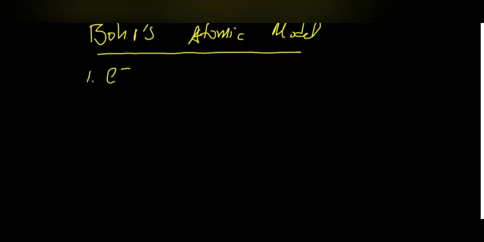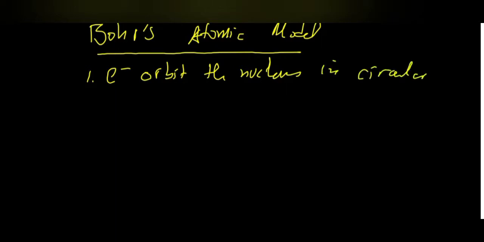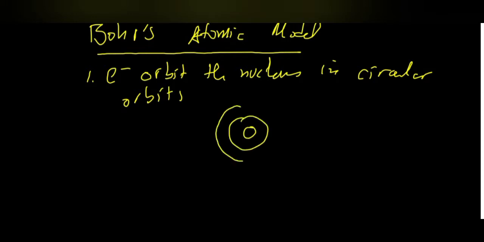Electrons orbit the nucleus in circular orbits. They orbit the nucleus in circular orbits. That is, they move around in circular orbits by what we call Coulomb's attraction to the nucleus. So we have got a nucleus and we have got shells.